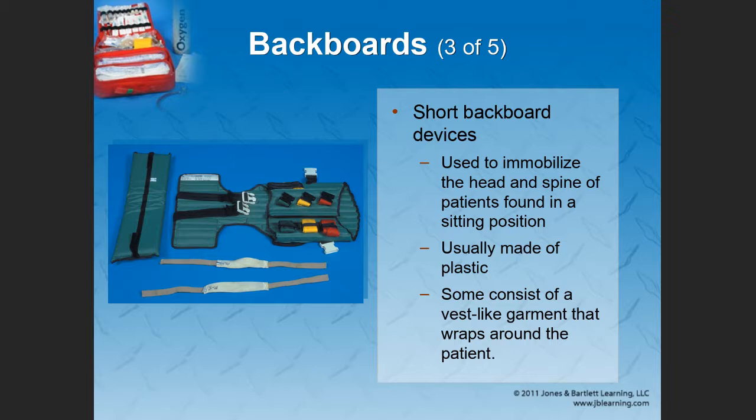And then you have your short backboard devices. The one that we're seeing in this picture is the Kendrick extrication device. It is used to immobilize the head and spine of a patient that is found in a sitting position that is stable, but they cannot move. Usually made of plastic, some consist of a vest-like garment that wraps around the patient.